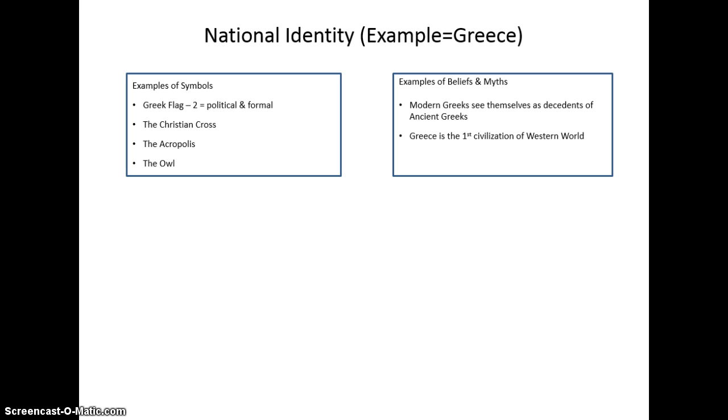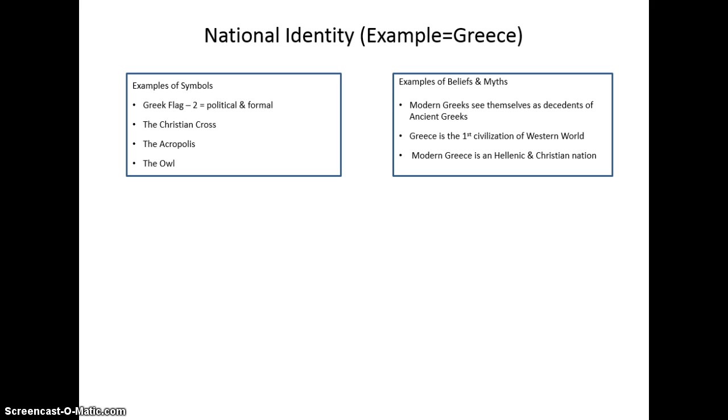Also, an important belief, which is a fact, Greece is the first civilization of the Western world. Now, this is not modern Greece, but ancient Greece. But as a belief or myth, the modern Greeks see themselves as the direct descendants of an ancient civilization, which was the first of the Western world. So this belief forms an important aspect of the national identity of the country.